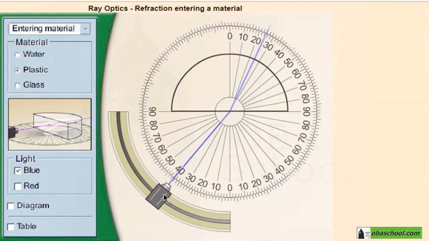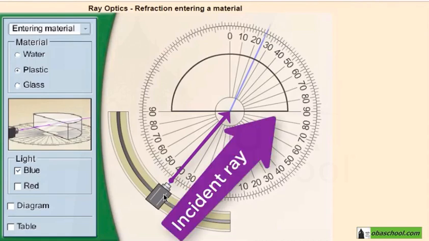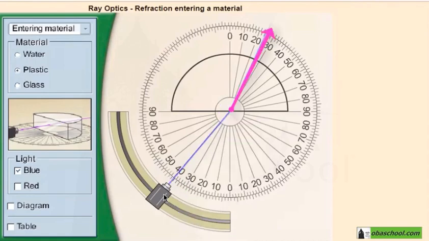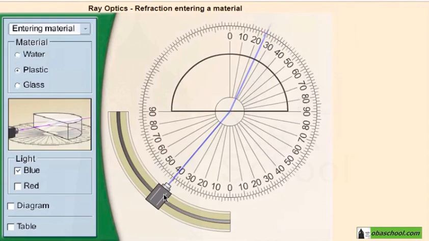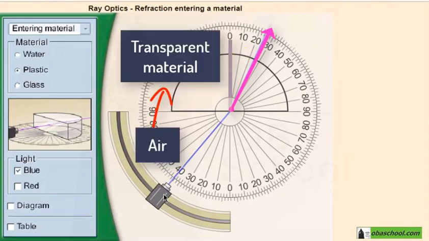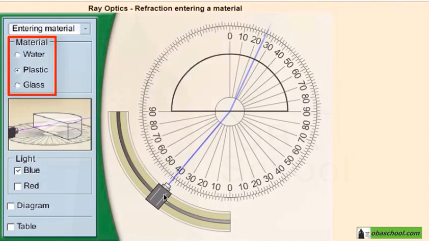As we mentioned before, the ray going towards the flat face of the plastic block is called the incident ray. But the ray leaving the flat face and going into the block is called the refracted ray. A useful general rule is that the ray refracts towards the normal when it passes from the air into a transparent material, like plastic, glass, or water.